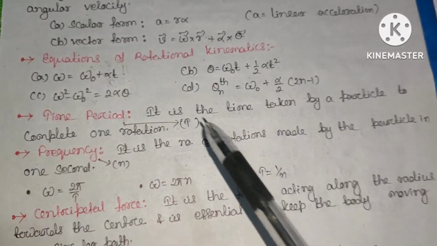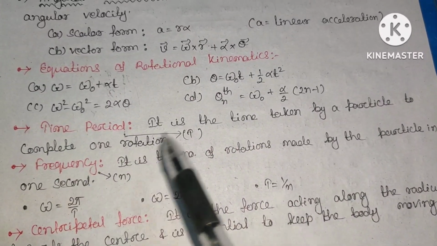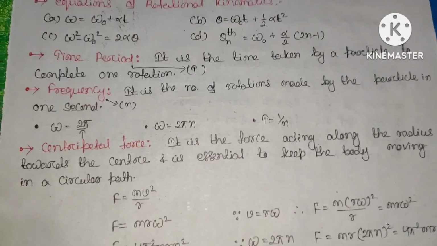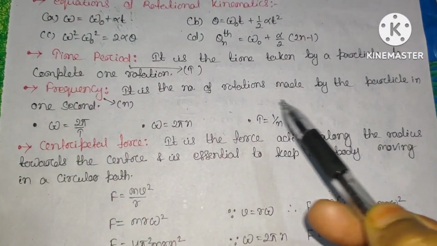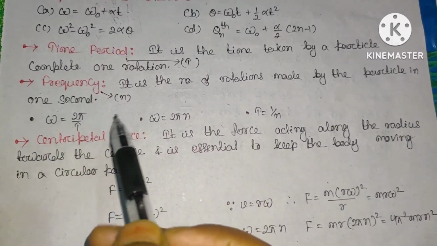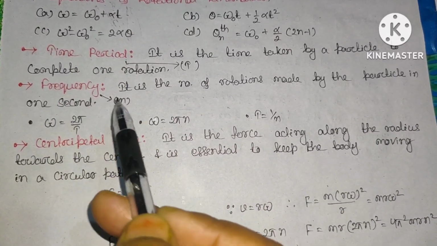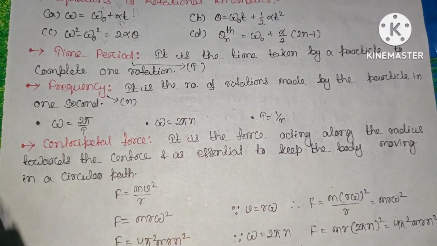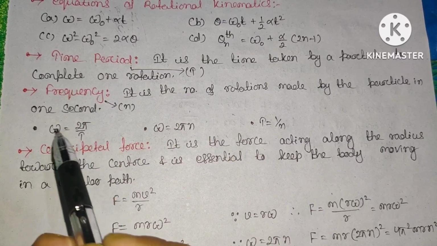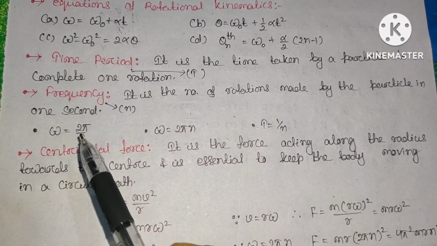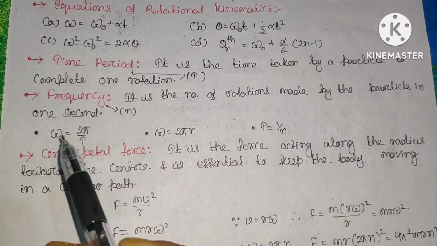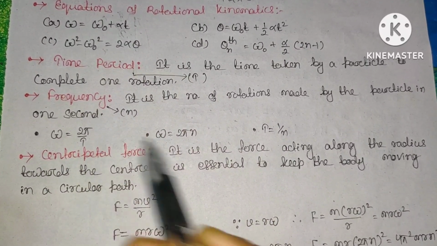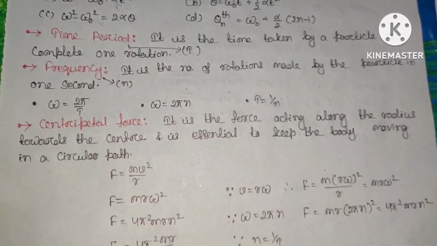Time period is the time taken by the particle to complete one rotation. It is denoted by T. What is frequency? It is the number of rotations made by the particle in 1 second. If frequency is denoted by n, then we can represent the time period T equal to 1 by n. The relation between omega and T: the angular velocity omega equal to 2 pi by T, and omega equal to 2 pi n. As 1 by T is n, so omega equal to 2 pi n.